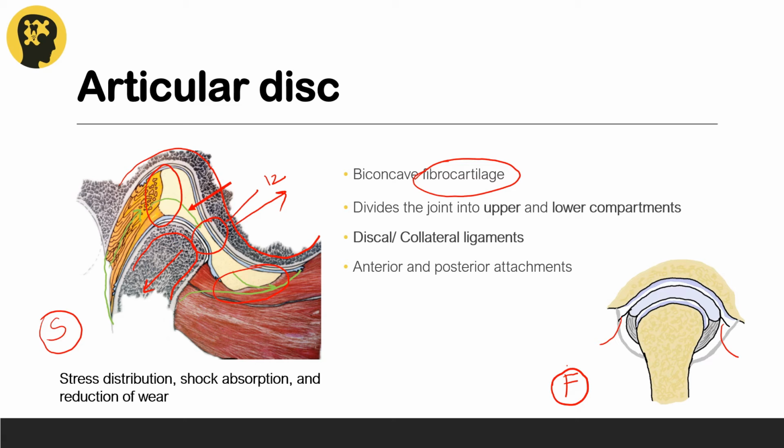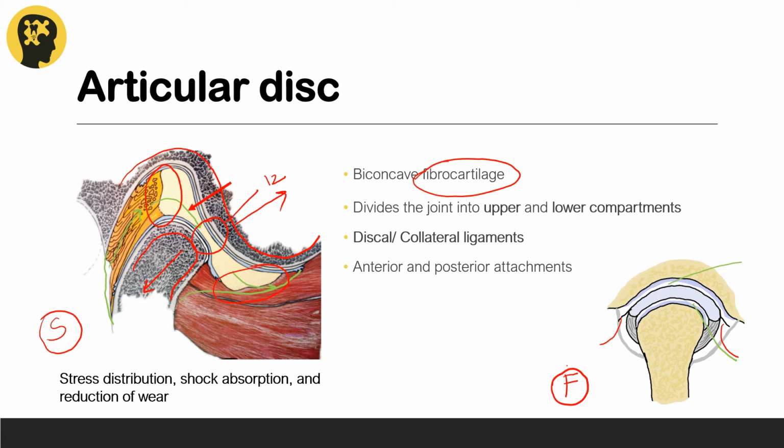Now, the articular disc divides the joint into an upper joint compartment and a lower joint compartment, like you can see in the white space above and below the disc in the frontal view of the joint. We'll discuss the significance of that in a while.